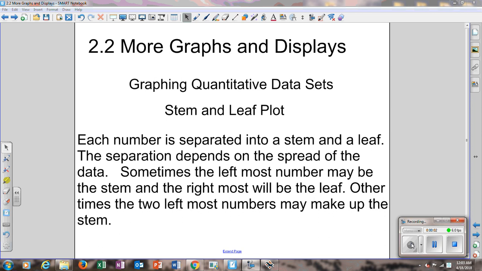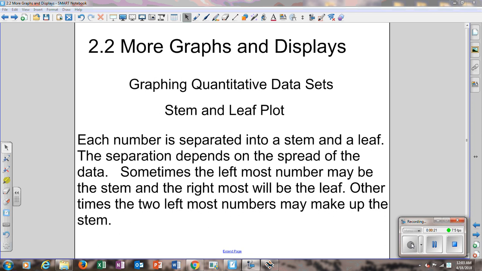Okay, today we're finally going to start 2.2, more graphs and displays. We're going to start with graphing quantitative data sets, stem and leaf plot. Now, pretty much every one of you has done a stem and leaf plot before. As a matter of fact, pretty much everything in this section is fly through because it's all things that you've done before.